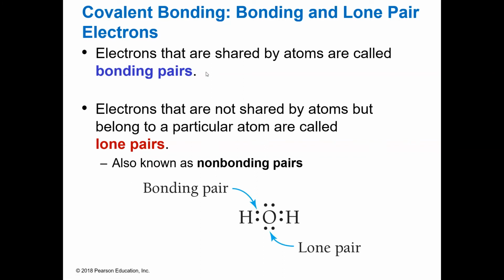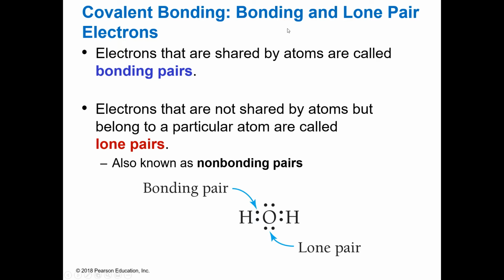Okay, now we're going to talk about covalent bonding. So ionic bonding was when electrons are lost and gained. Covalent bonding is when our electrons are shared by atoms to form bonds, also known as a covalent bond. So we have different types of electrons. We have bonding pairs and what we call lone pairs.